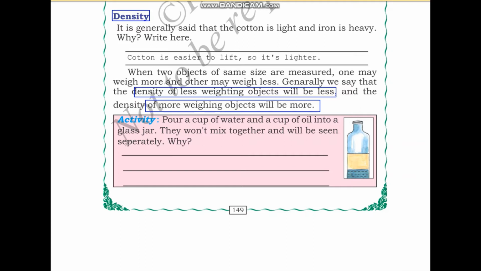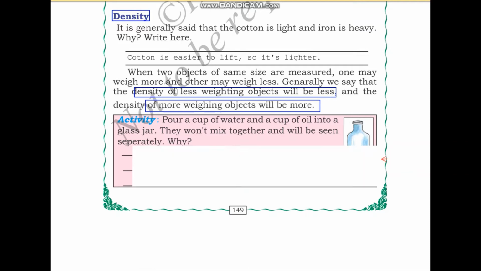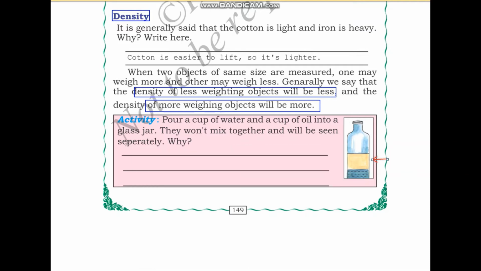Before that, let us do this activity. Pour a cup of water and a cup of oil into a glass jar. They won't mix together and will be seen separately. As you can see in this image shown here, on the top you see that it is oil and on the bottom it is water. So why is it the case that oil and water don't mix?